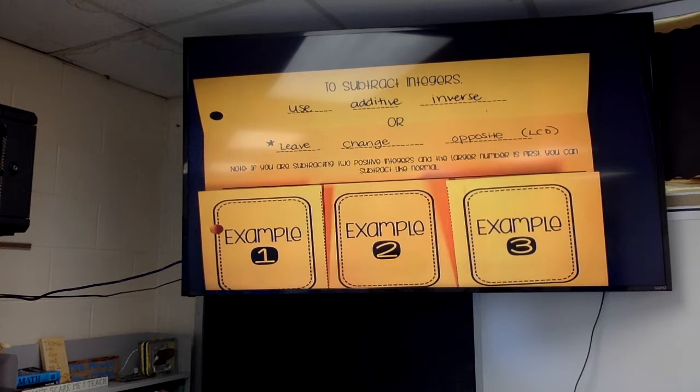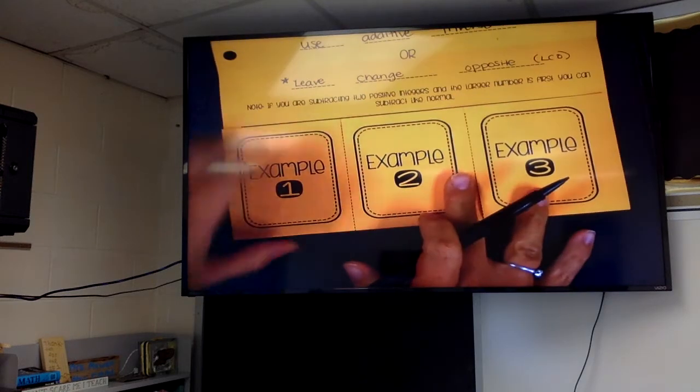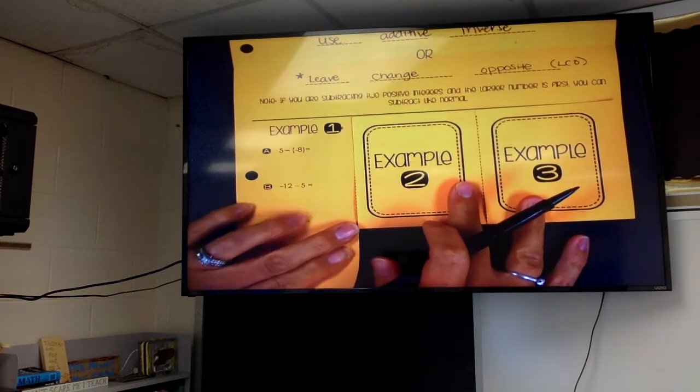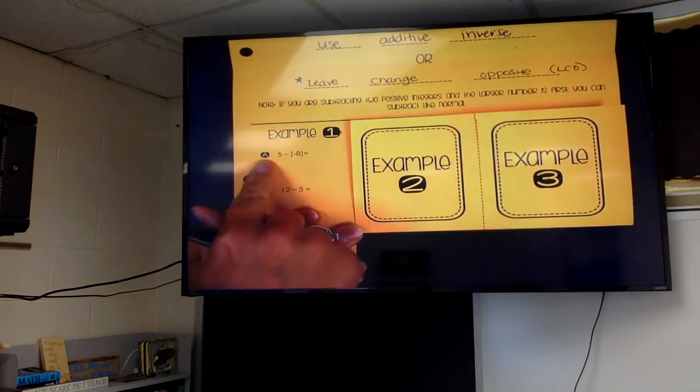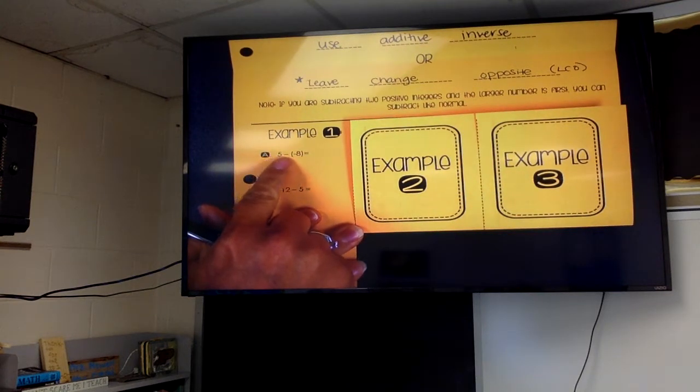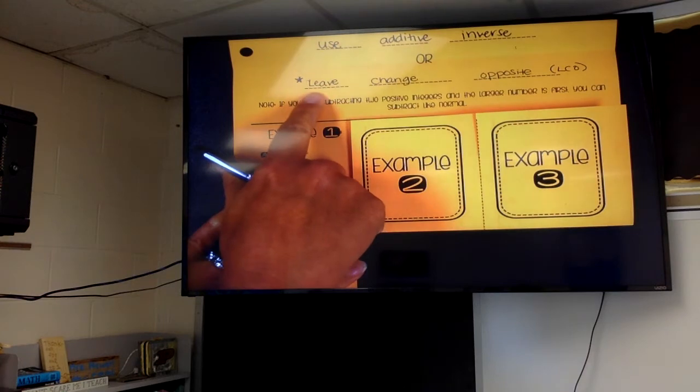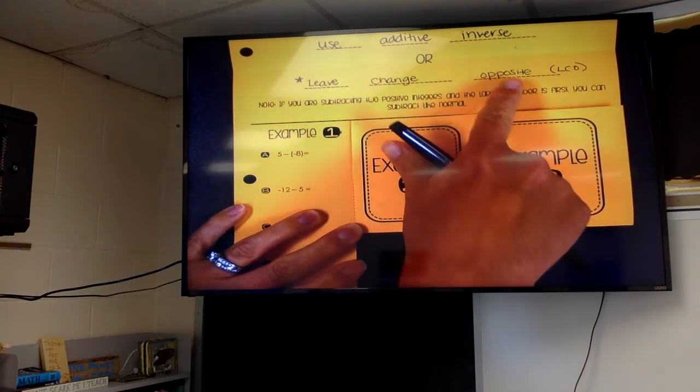It says, note: if you are subtracting two positive integers and the larger number is first, you can subtract like normal. So then we have some examples here. We're going to lift up tab number 1. And here you can see a subtraction problem. It says 5 minus negative 8. So we're going to use the additive inverse. In other words, we're going to rewrite the problem using leave, change, opposite.